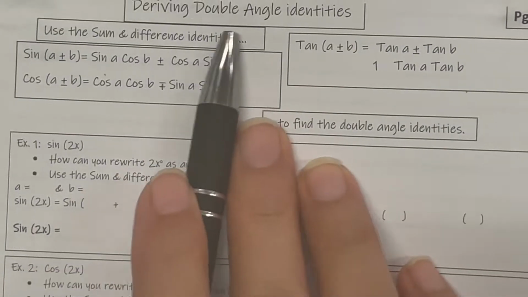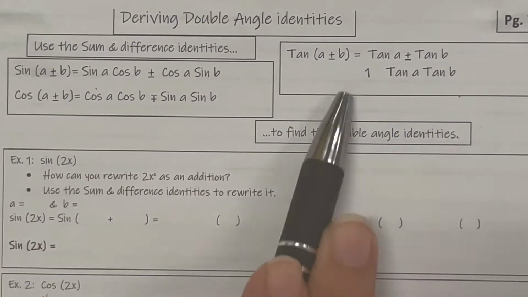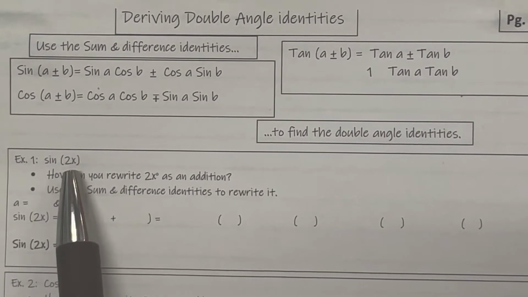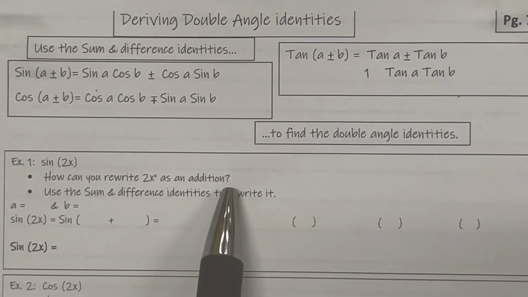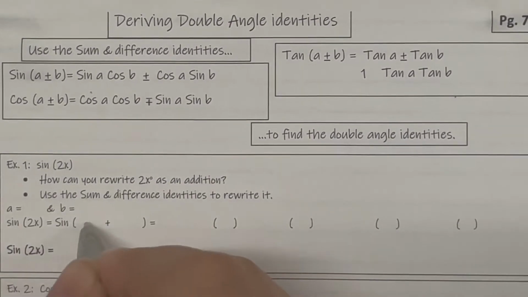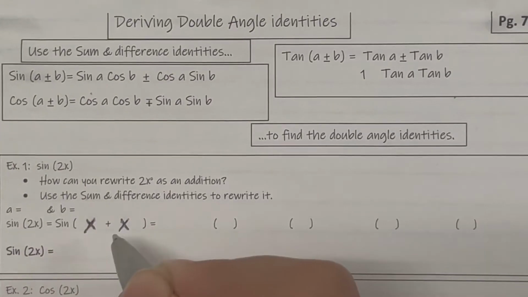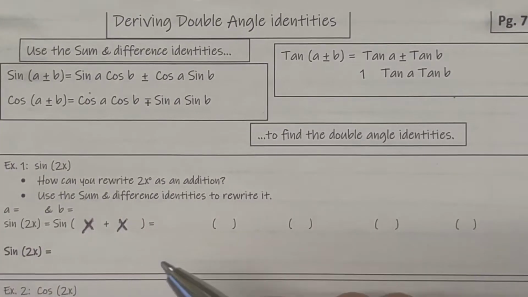Going to take a look at deriving double angle identities, and how you do that is just use the sum and difference identities to find them. So for example, if I wanted sine of 2x, how do I write that as an addition? 2x is x plus x. That means A is x and B is also x.